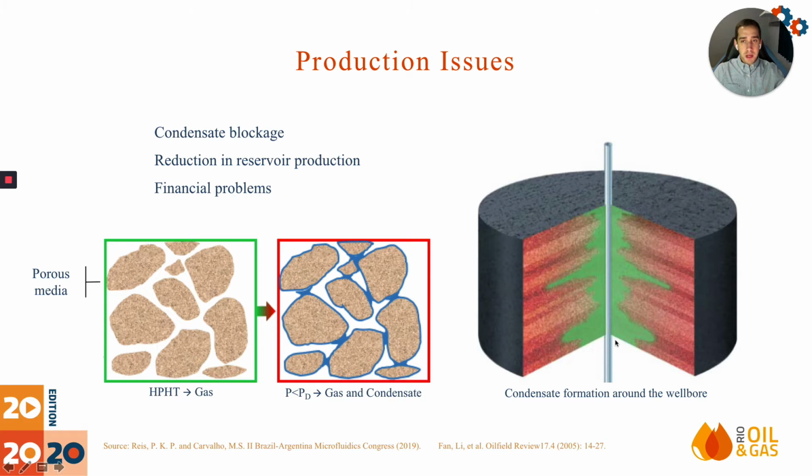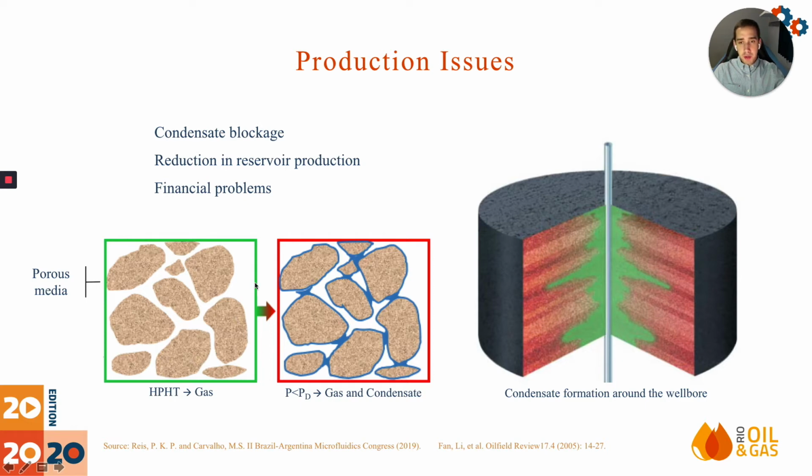One of them is this condensate blockage right here in green, because this region around the wellbore has the lowest pressure in the reservoir, and that will reduce the reservoir production and can lead to some financial problems.